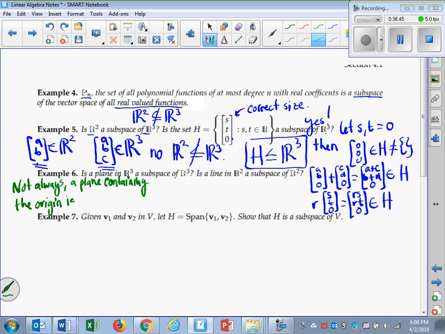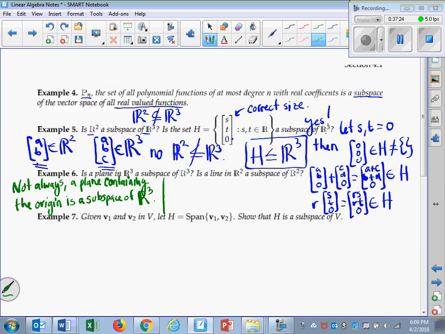Containing the origin is a subspace of R3. Why does it have to have the origin? Well, remember, one of the properties of a vector space is that it must contain an additive identity, that when you add it to anything else, it leaves it alone. And if a plane in R3 doesn't go through the origin, then it's not going to contain the zero vector. If it doesn't contain the zero vector, it has no additive identity, and therefore it's not a vector space. Same thing for R2.